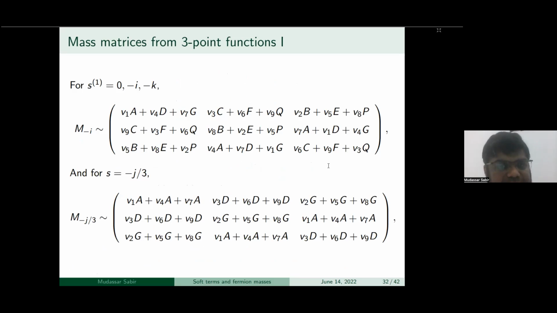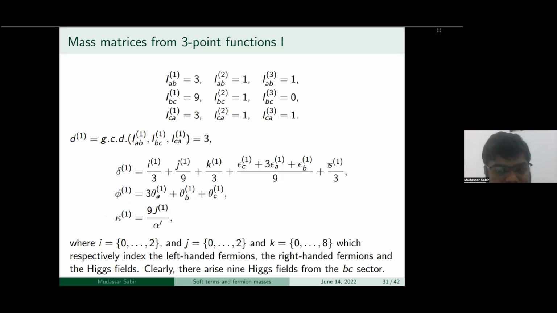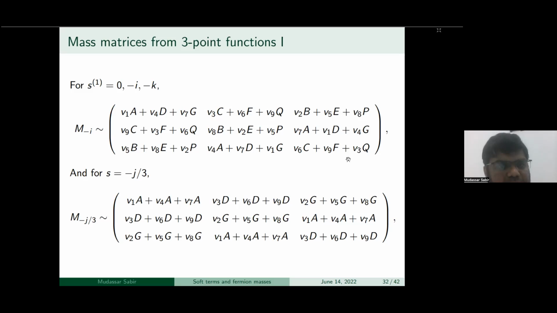When we see the various forms of the mass matrices, we can find them by taking various shifts in the equation of delta, the last term S1 over 3. We can take various shift values. For example, for the shift S equal to 0 or minus I or minus K, we have a general structure given by M subscript minus I. And this is a very nice mass matrix, which is rank 3.